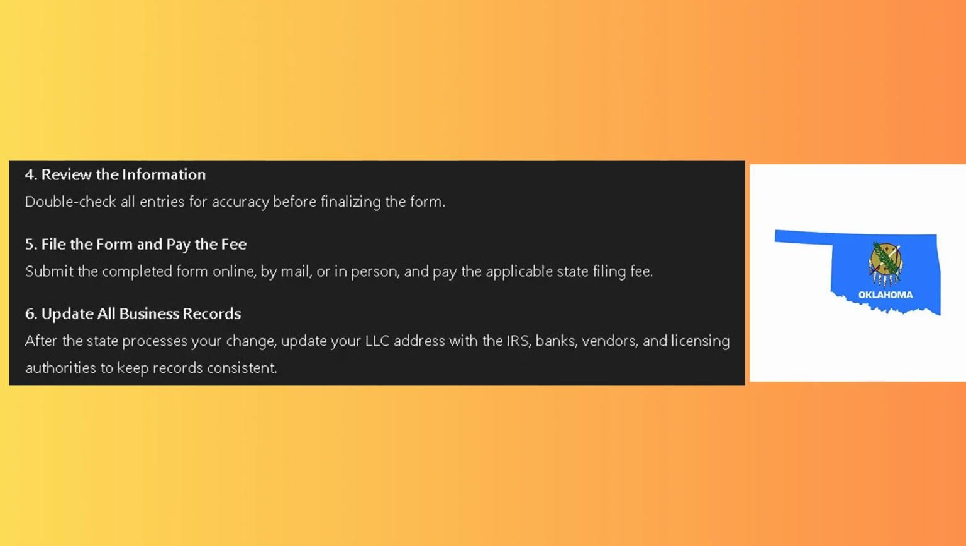Update all business records. After the state processes your change, update your LLC's address with the banks, IRS, vendors, and any other people you do business with. Now you know how to change your LLC address in Oklahoma.